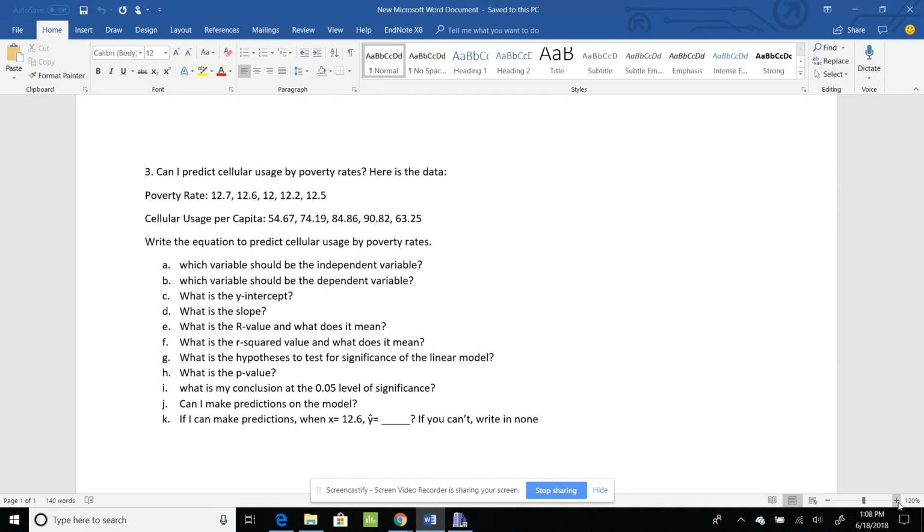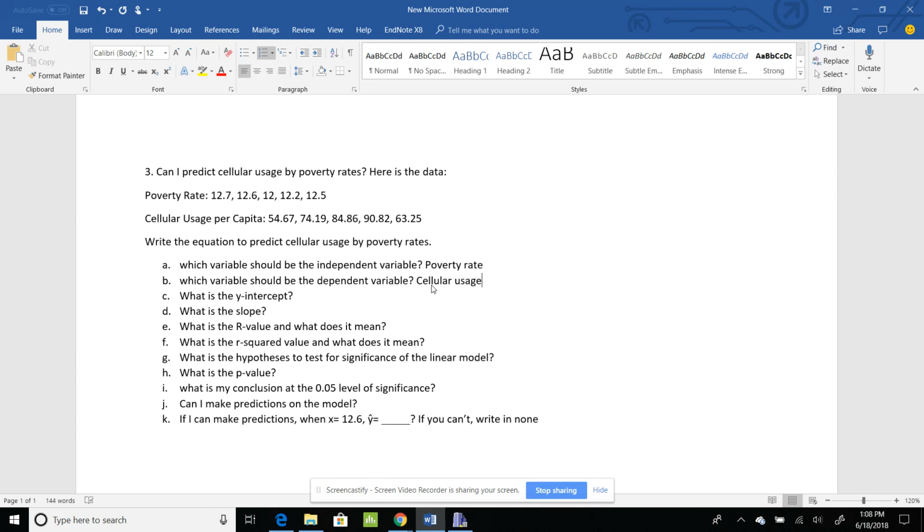Just because I have the data written out horizontally versus vertically doesn't mean that they're not tied to each other. So the first thing it wants to know, we're going to write an equation to predict cellular usage by poverty rates. So A, what variable should be the independent variable? So again, independent is your X variable. And for this one, because can I predict cellular usage by poverty rates, you use your independent to predict your dependent. So my independent variable is going to be poverty rate. And that leaves my dependent variable as cellular usage.